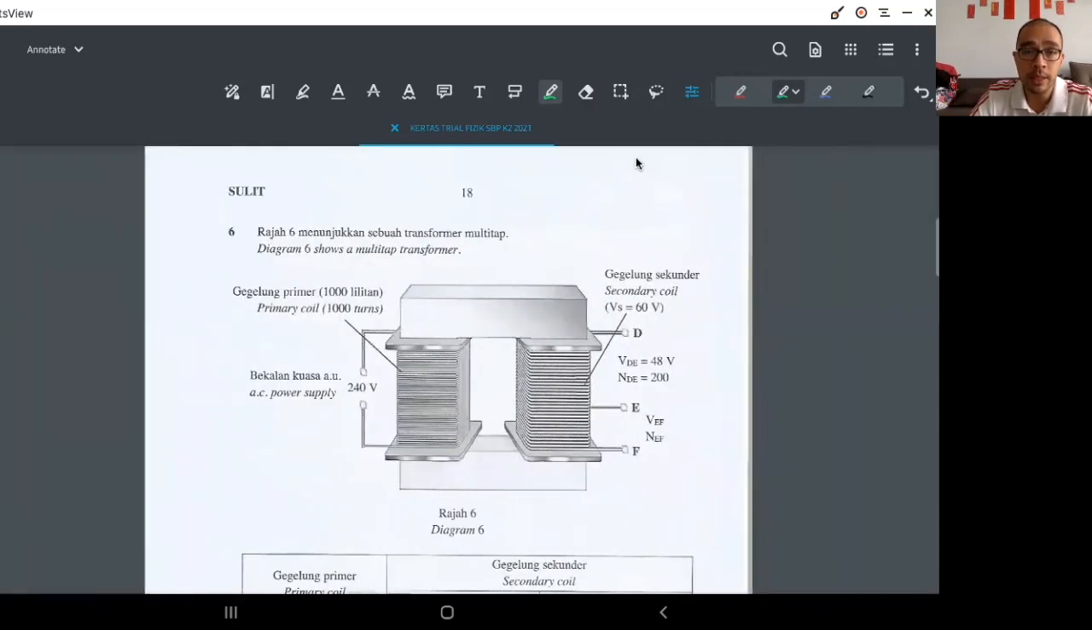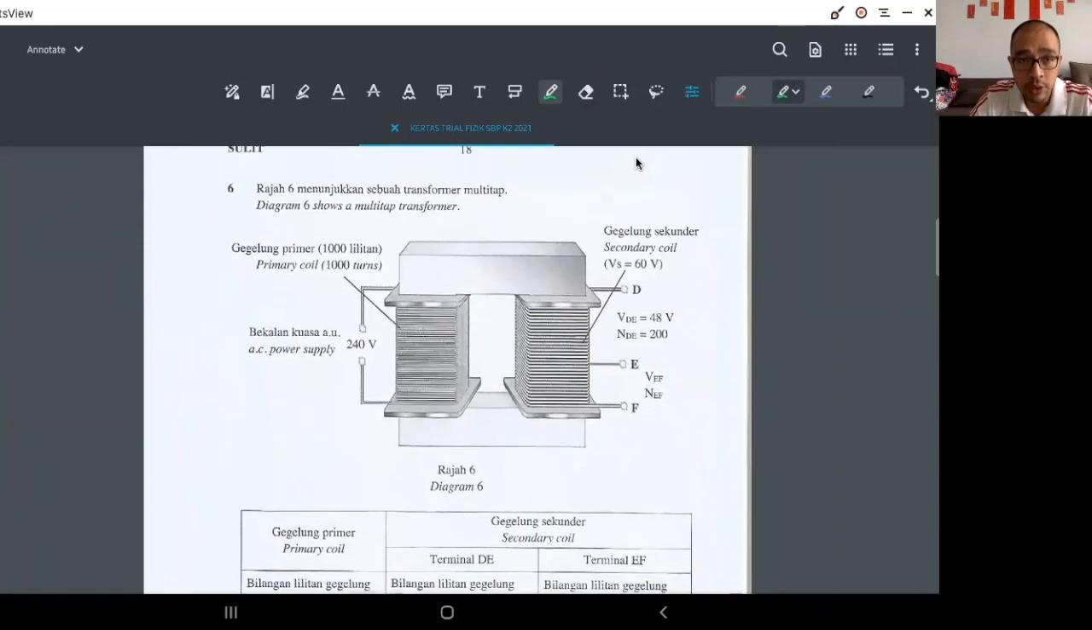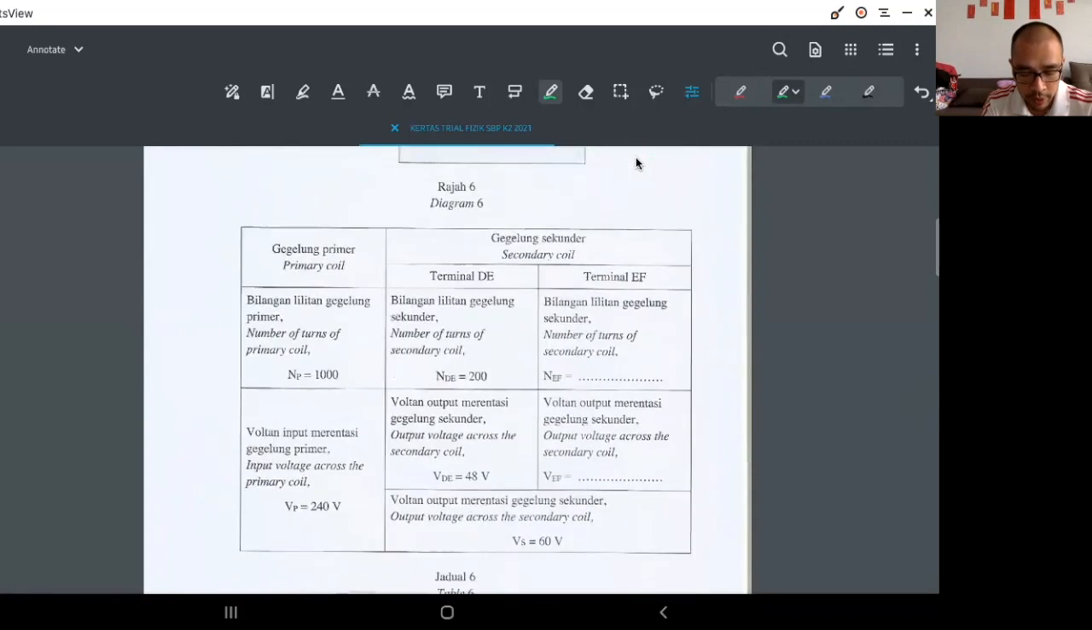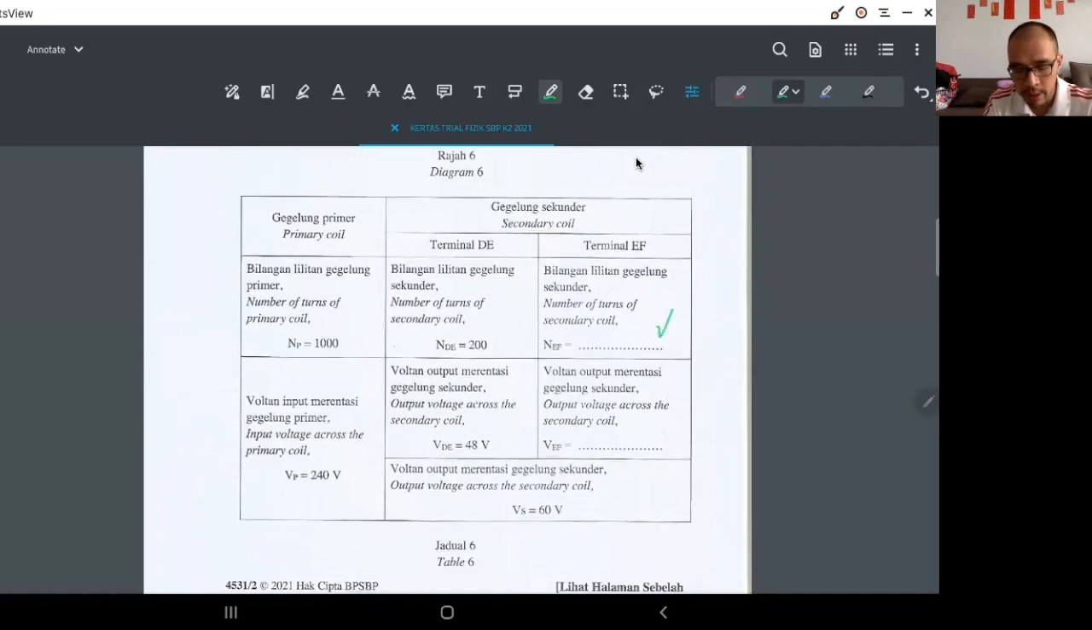Question number 6 is an electromagnetism question. Diagram 6 shows a multi-tap transformer. Multi-tap means you can connect D and E or D and F. So you connect two ends, depending on how many you want. If you have more turns of coil, then your coil will be much bigger. And then you're given all this information over here. Oh, look, there's an empty space, which you will probably need to fill in a little bit later. But let's read the question first.